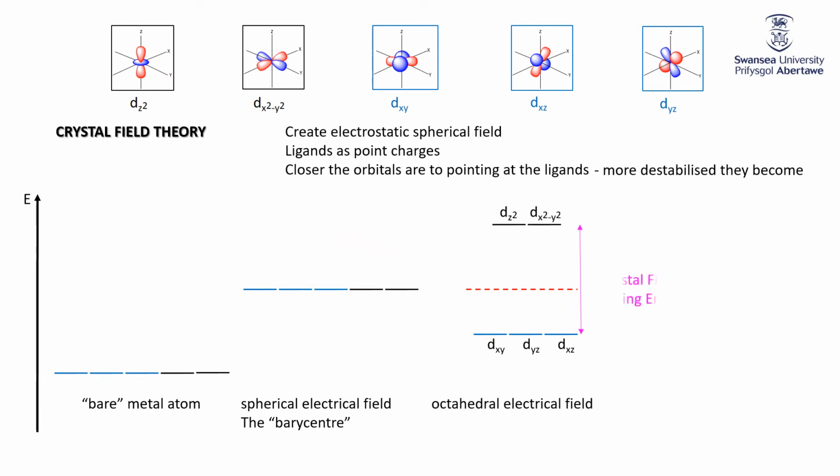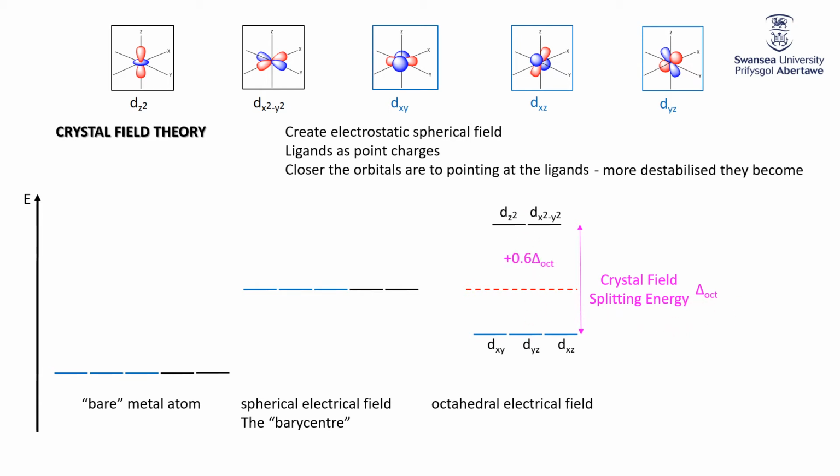Now a little bit of notation here. That energy split is called the crystal field splitting energy: the energy of the split, as described by our crystal field. Our crystal field is those point charge ligands. In an octahedral compound, we call that delta oct. So delta, of course, is the difference between the energy levels, and oct because it's octahedral.